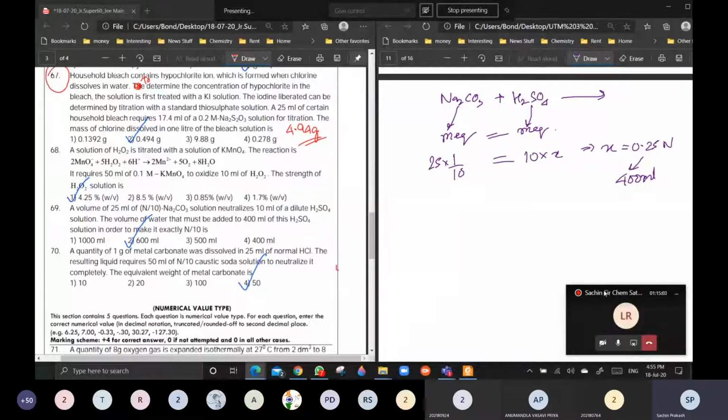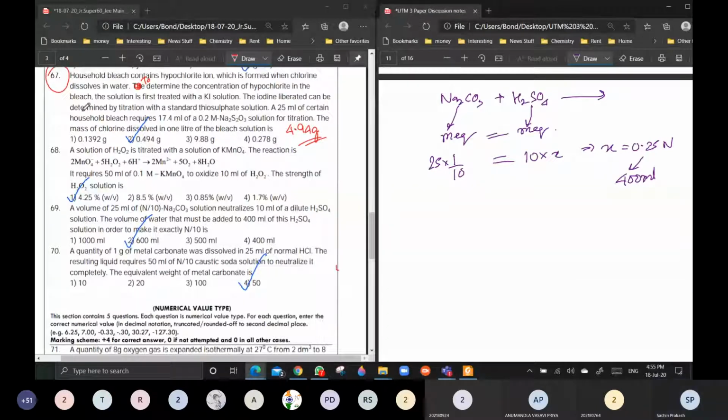Is it okay now? Can you see the cursor moving? Yes, sir. Yes, sir. Okay.